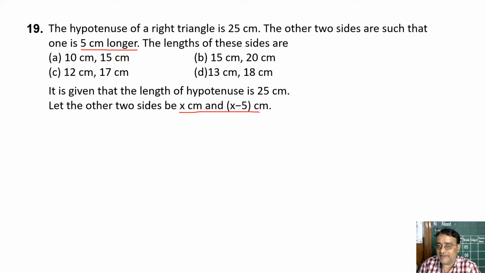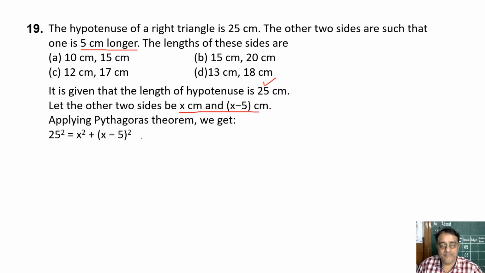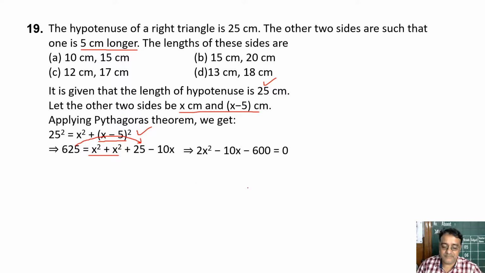So now we are going to apply the Pythagoras theorem. Pythagoras theorem क्या है? Hypotenuse square is equals to the sum of the square of other two sides. That is 25 square equals x square plus x minus 5 whole square. ये step clear है? Okay. So now we will expand x minus 5 whole square. So what you are going to get? x square minus 10x plus 25. So x square plus x square will become 2x square minus 10x. In the same step we will shift 625 to this side, minus 625 हो जाएगा. So minus 600 हो जाएगा. ये step clear है? Yes, sir.